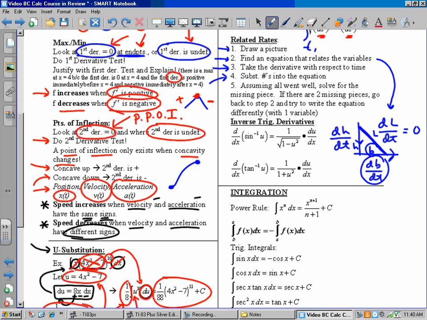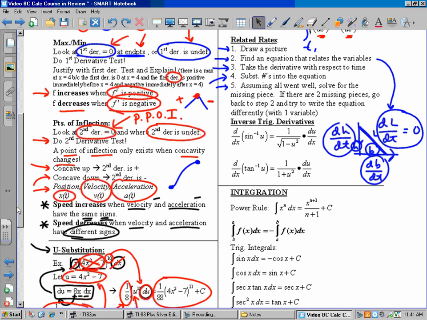They'll give you the base. Maybe they'll give you the rate of change of the base. Maybe they'll give you the height. And you need to figure out dh over dt. That would be step number 5. If all went well, solve for the final missing piece. If there are 2 missing pieces, maybe they're not going to tell you that the rate of change of the ladder is 0. You may have to go back up and think about that, and you may have to come up with that on your own.